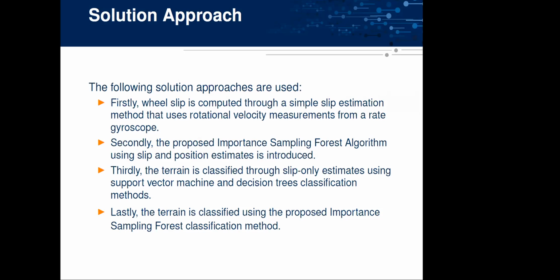And thirdly, we classify the terrain through slip-only estimates using support vector machine and decision trees. But for the presentation, I will only do a summary for the support vector machine in comparison to decision trees. I will not show the actual results for the support vector machine. And then lastly, we classify the terrain using the proposed importance sampling forest classification method.